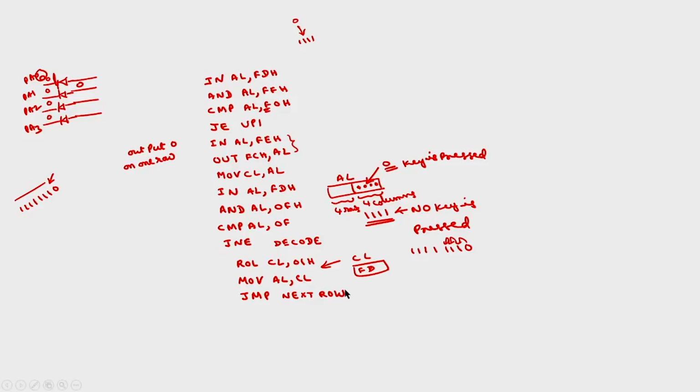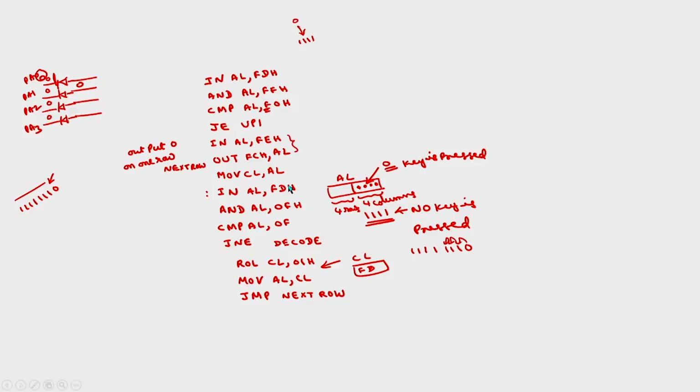Here, if this is equal, it means the key is already found, and you just have to decode. If not, you have to go for the next key check. So where should this next row be? The next row will be here. Now we have sent, we have to output this value, sorry, here, the next row.